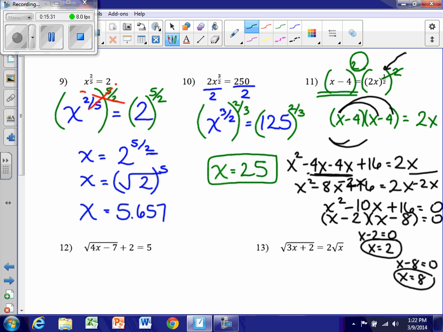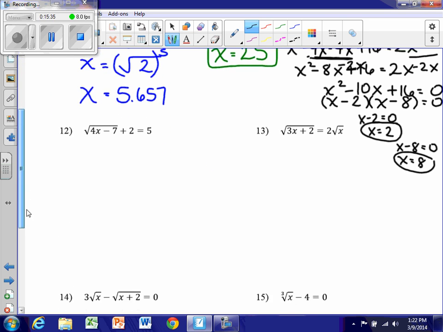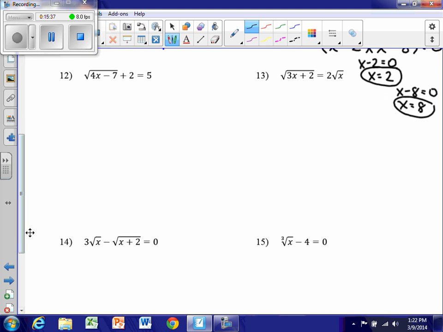Okay, let's slide on down. We've gone through the powers that are fractions. And now what if I have a root instead of an exponent? Well, I got rid of exponents with roots. So now I'm going to get rid of roots with exponents. However, you need to make sure the root part is by itself. So I'm going to minus the 2 and get the square root completely by itself first.